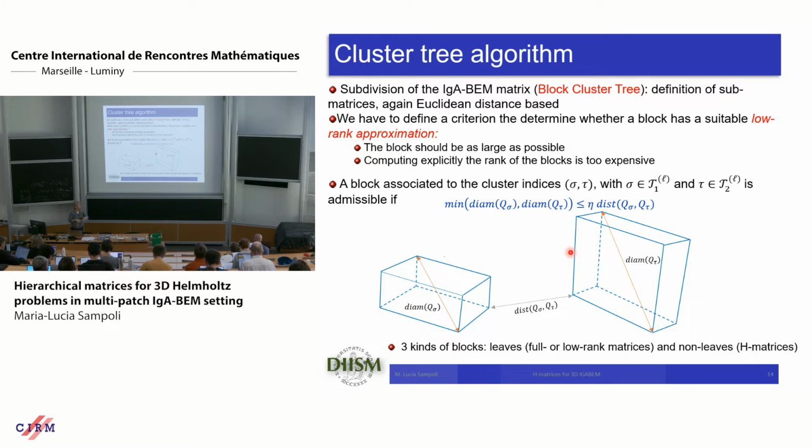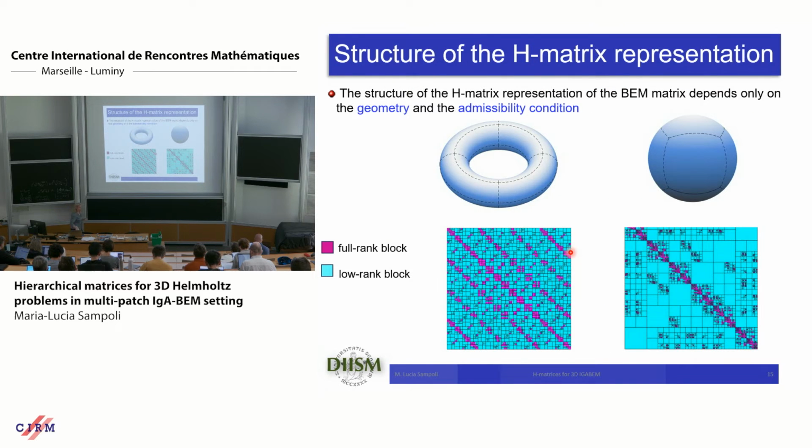And so at the end we have three kinds of blocks. They are leaves, that are low rank or full rank, and non-leaves, the part that should still be refined. The pink ones are the low rank, and the full rank ones are of course on the diagonal, because we compare the points with themselves, and so they cannot be distant.